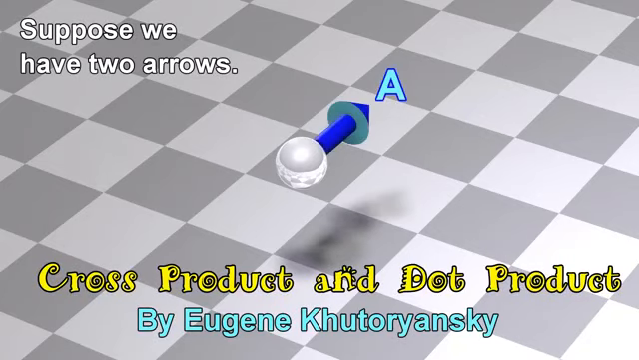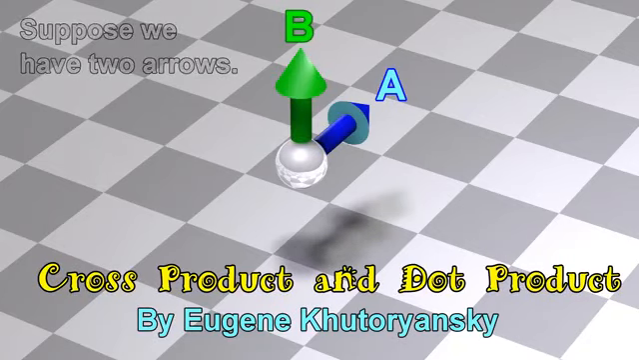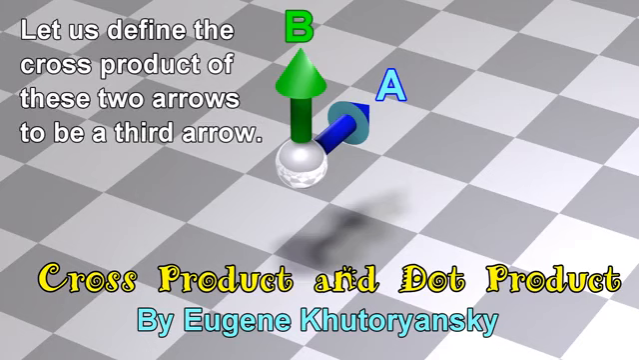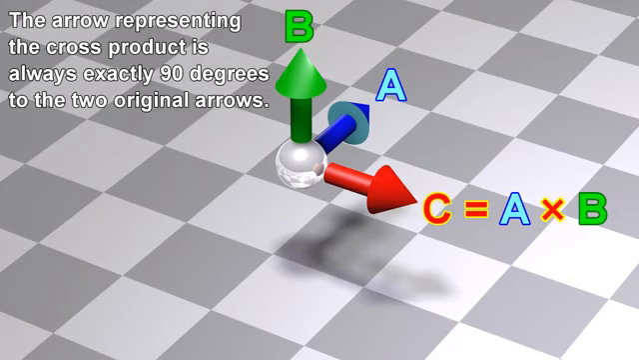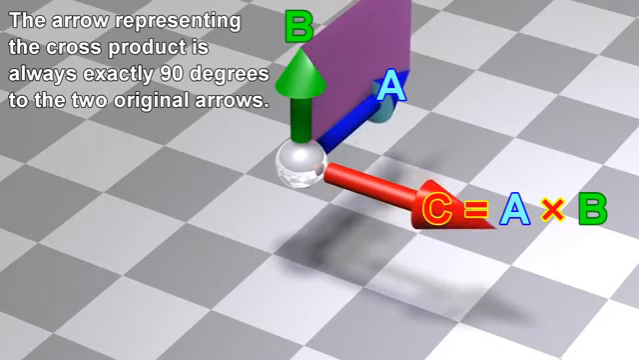Suppose we have two arrows. Let's define the cross product of these two arrows to be a third arrow. The arrow representing the cross product is always exactly 90 degrees to the two original arrows.